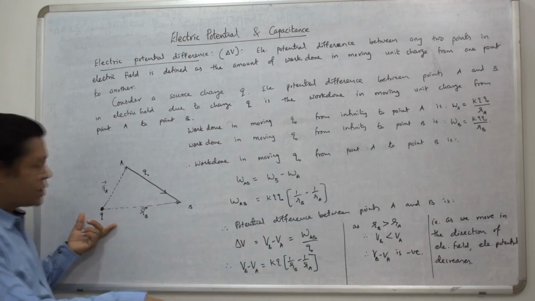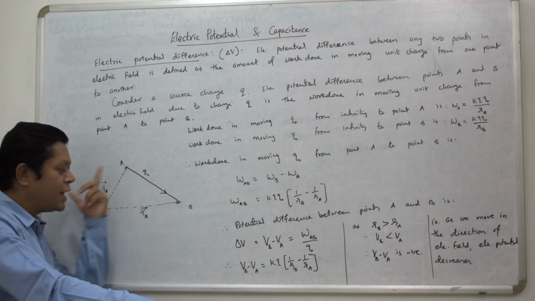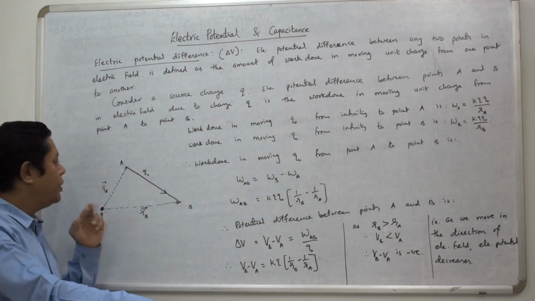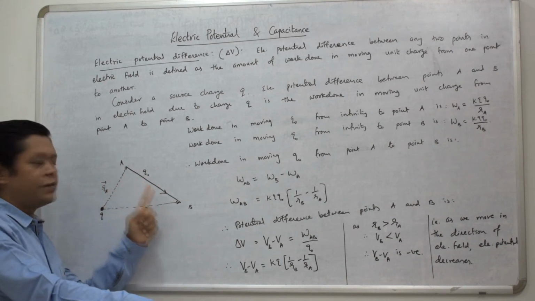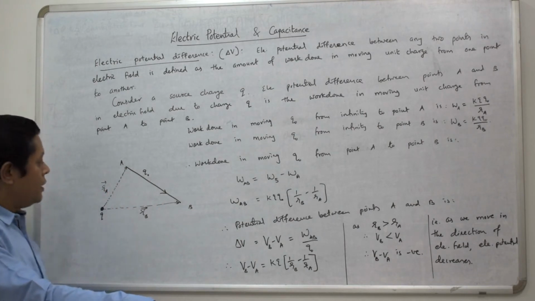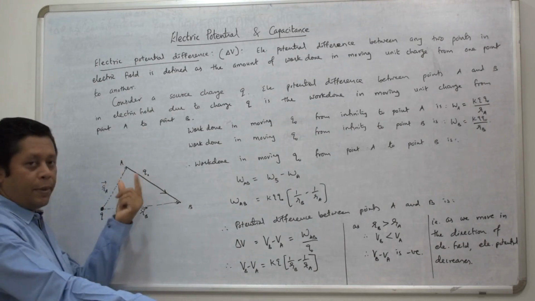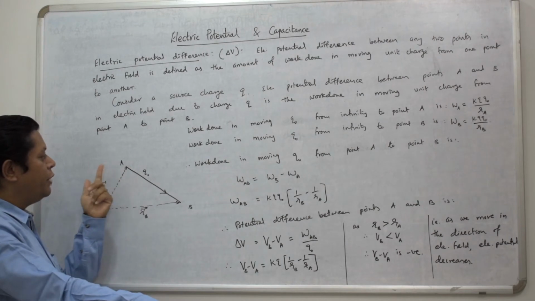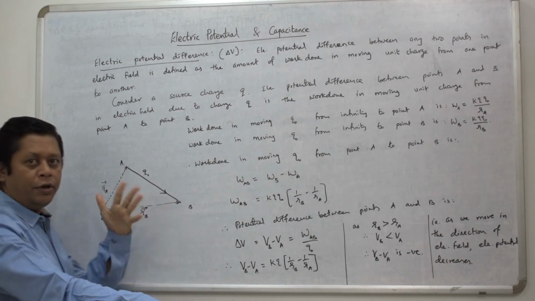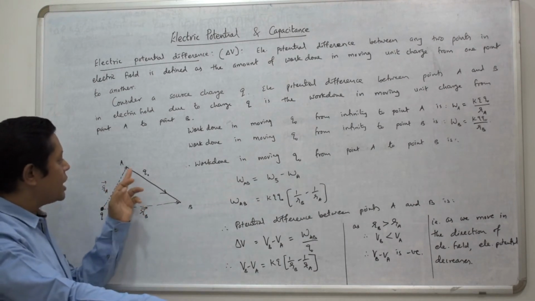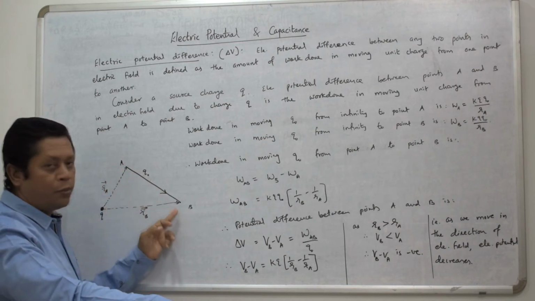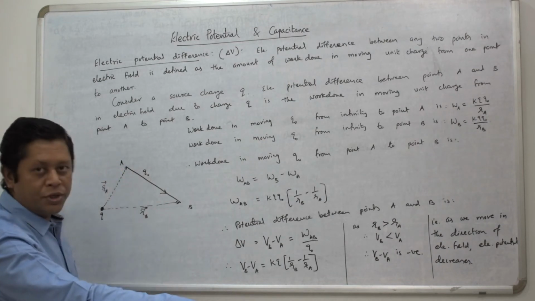Let us consider here charge Q, which is producing an electric field around it, and we want to find the electric potential difference between points A and B. According to the definition, it is the amount of work done in moving unit charge from point A to point B. Let us consider charge Q0, which is moved from point A to point B. What amount of work is done here?